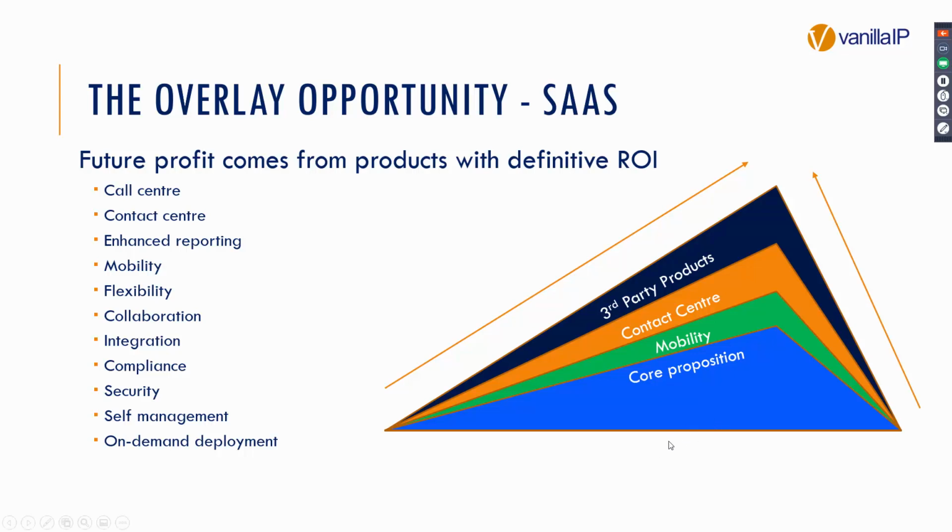So let's have a look at how we've shaped the proposition and where this begins to fit in. You can see that when we talk about building the margin stack, when we talk about building the profitability of the base going forward, we have this representative area called the core proposition, and the core proposition may be considered to be the standard PBX services, the voice services to the desk, etc.